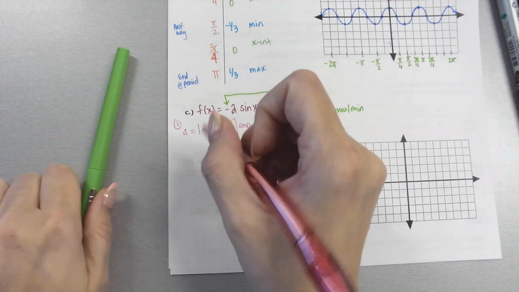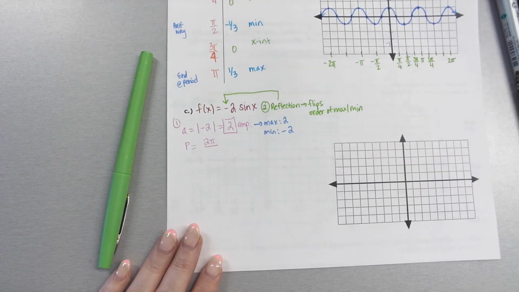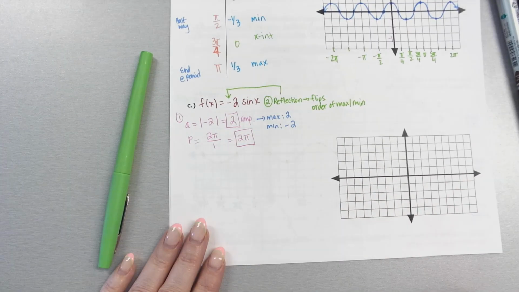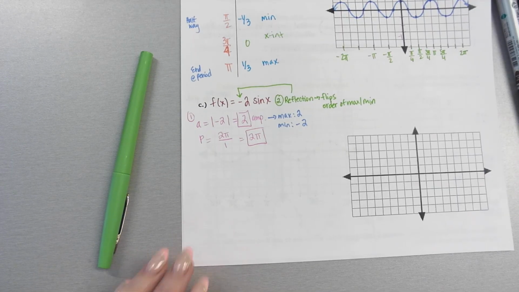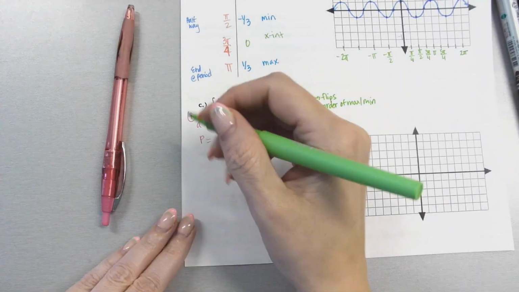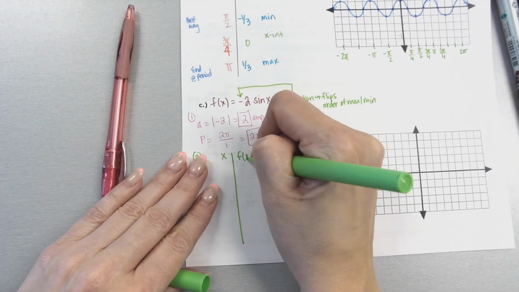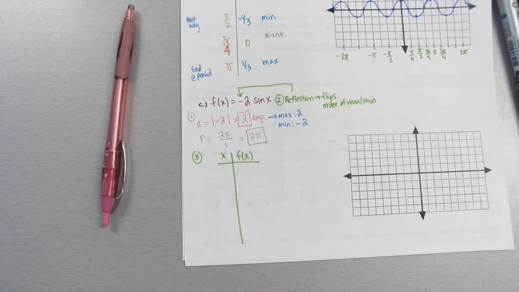And then we have to do the period. So the period is 2 pi over b. What's our b value here? 1. So 2 pi divided by 1 is just going to be 2 pi. Okay, so we're going to make our table. So we have x and f of x. When you're doing this on your own, you can do it like part C. You don't have to write out that there's a reflection and that there's a vertical stretch. But again, those are just going to help you see if you did your graph right.